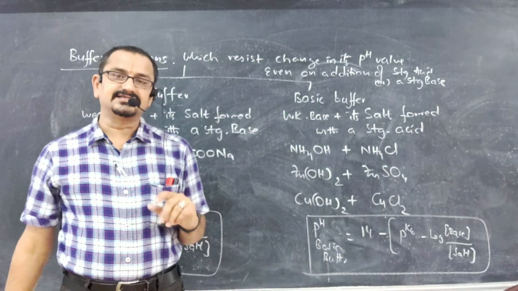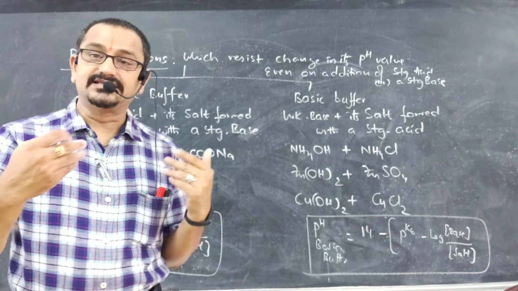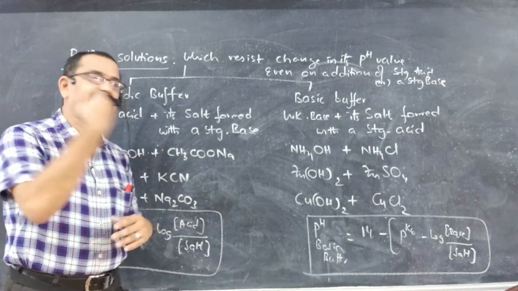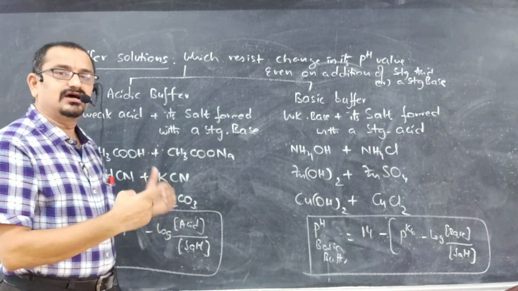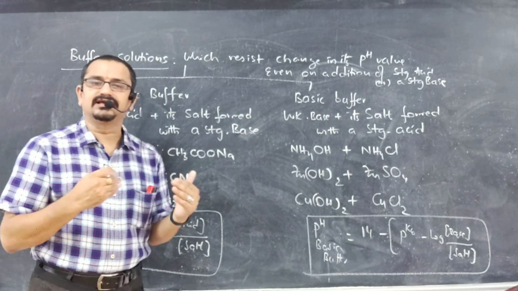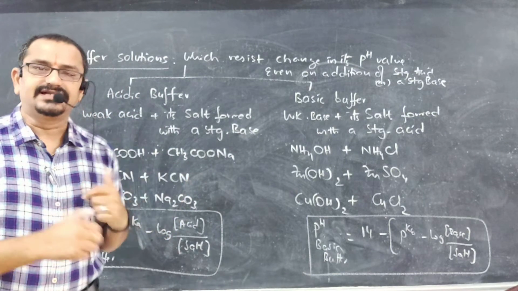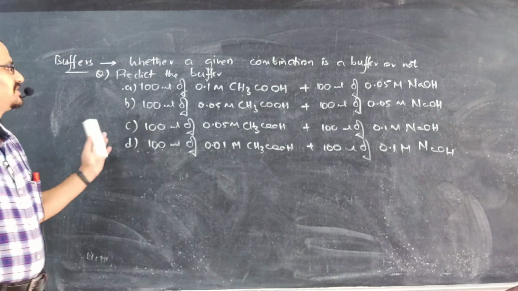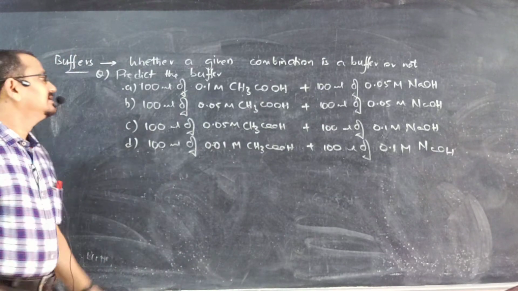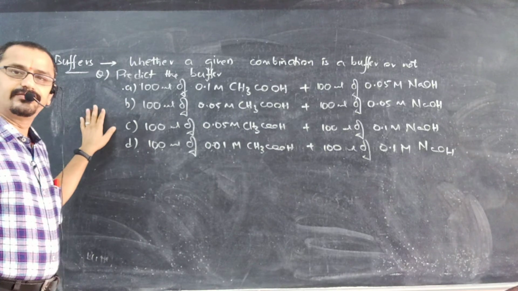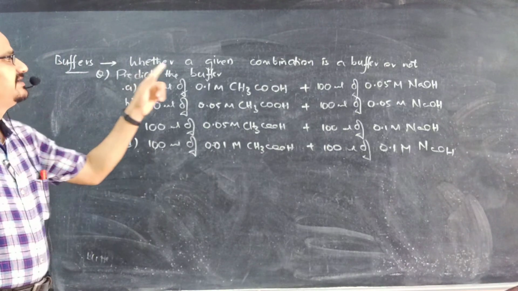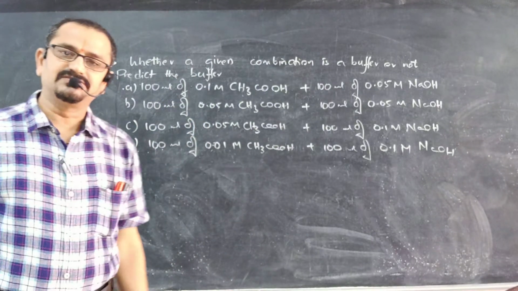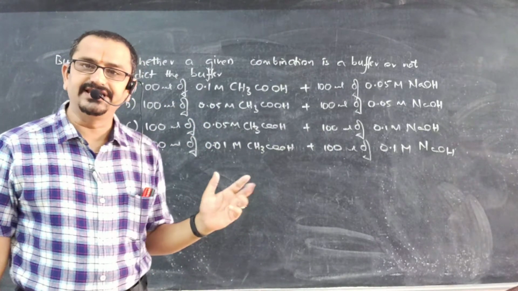Now let us discuss the numericals. Before going directly to the numerical, first of all we have to discuss what sort of numericals are possible from this. So this is a question from buffers. The first model question from buffers is whether a given combination is a buffer or not.